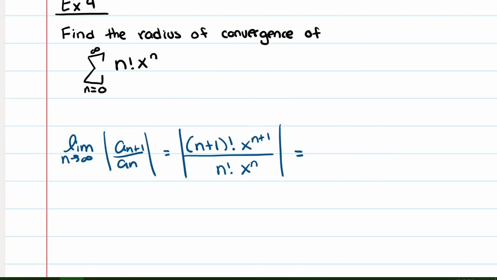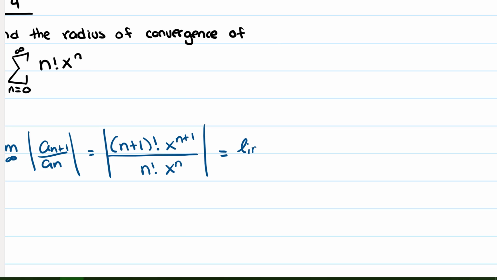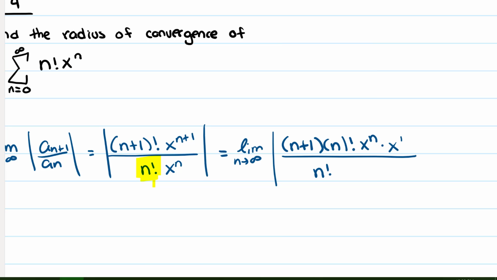So what we're going to do here is we're going to start splitting things apart. So this is going to be the limit as n goes to infinity, absolute value, n plus 1 factorial. Well, notice that I have an n factorial down here. So if I can get an n factorial in the numerator, they'll cancel. So this is n plus 1 times n factorial, x to the n times x, all divided by n factorial x to the n. So then the n factorials cancel, the x to the n's cancel, and I'm left with the limit as n goes to infinity, absolute value n plus 1 times x.